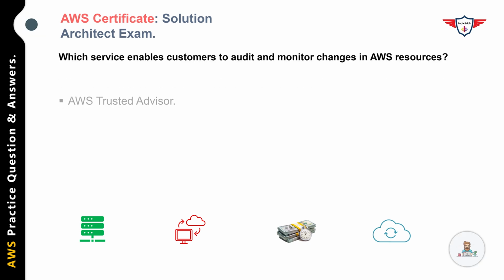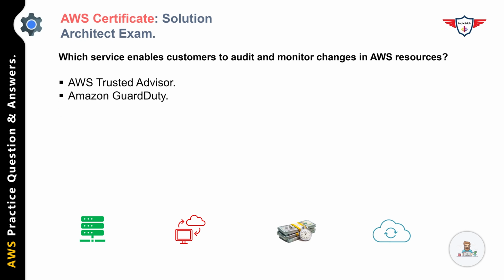Which service enables customers to audit and monitor changes in AWS resources? And your options are AWS Trusted Advisor, Amazon GuardDuty, Amazon Inspector, and AWS Config. The correct answer is AWS Config. It is a service that enables you to assess, audit, and evaluate the configuration of your AWS resources.